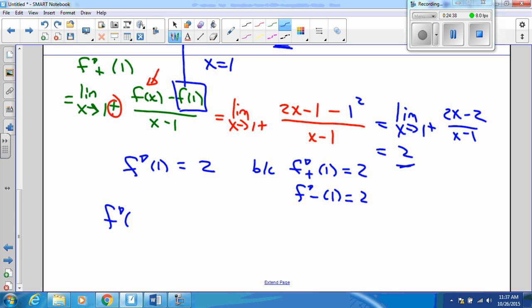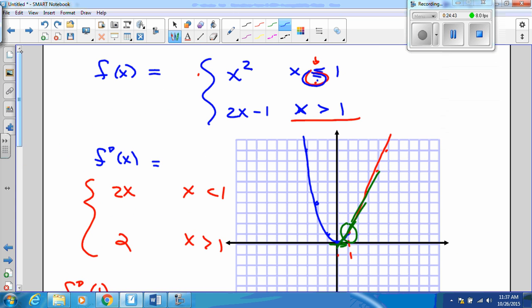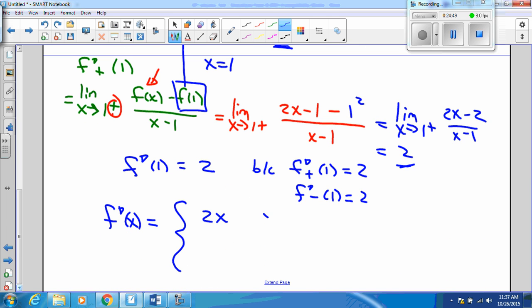So if we were to come back now and evaluate f prime of x, we would say that it is equal to 2x for x less than 1, and 2 for x greater than or equal to 1. And if I wanted to put the equality here instead of here, Peter, I could do that just as well, because I get the value of 2 no matter which one I put.